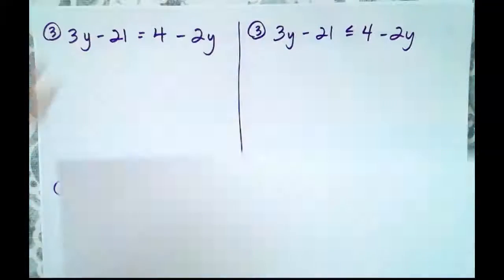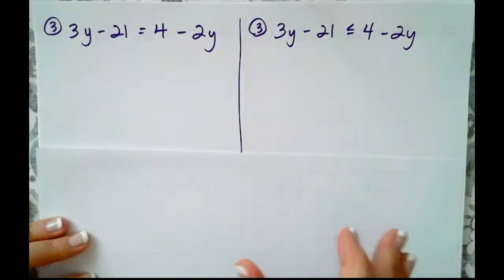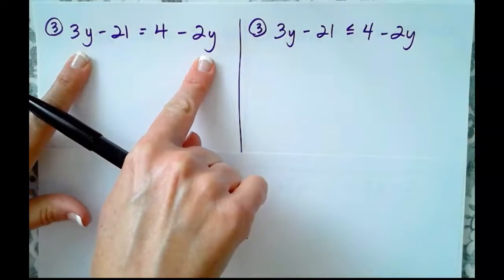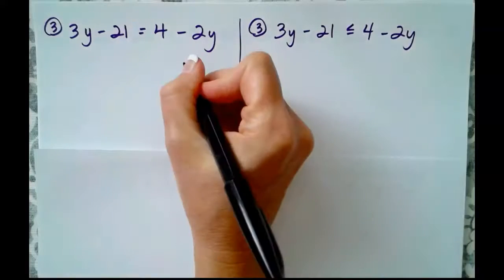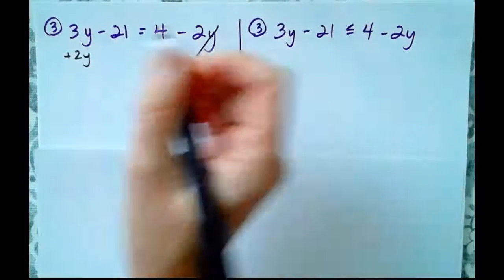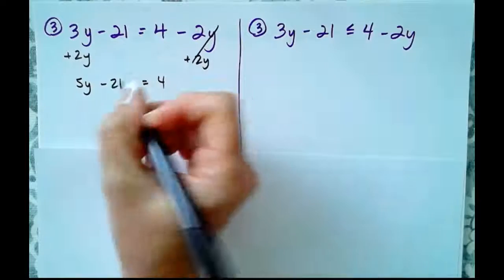Same situation. Equation on the left and inequality on the right. Now we've got variables on both sides. So one of the things that I'm going to remind you of in the next video, again, when we go over the steps very succinctly, we always want our variable on the left. So I am going to add 2y, and get 5y minus 21 equals 4.